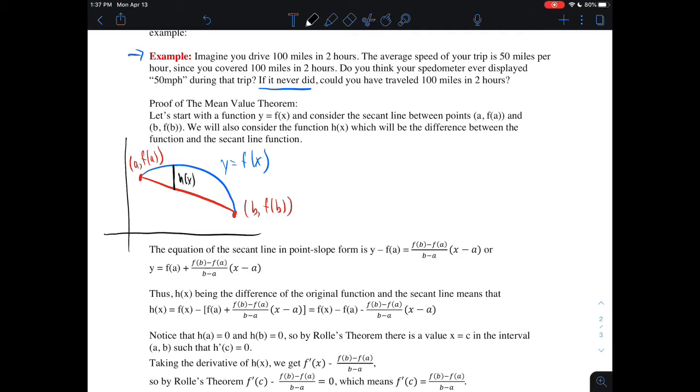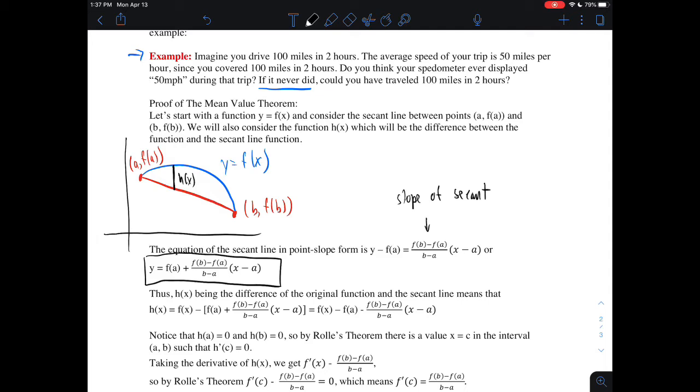The equation of the secant line in point-slope form is y minus a y value, like f of a, equal to the slope, which again, here's the slope of the secant line, f of b minus f of a divided by b minus a. And then that slope is being multiplied by x minus a, x minus an x value. We could rewrite that as y equal f of a plus f of b minus f of a divided by b minus a times x minus a.